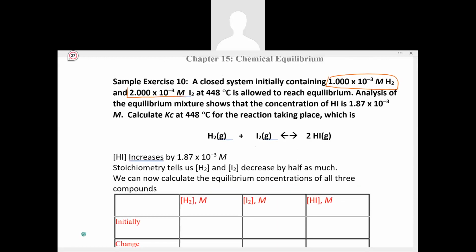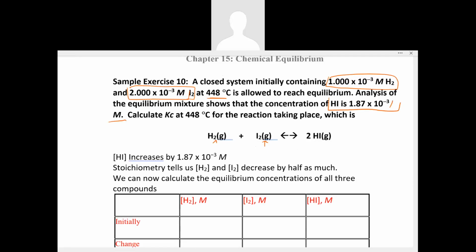Then we're given another initial concentration. This time it's 2.0 × 10^-3 for I2. Notice they're both at the same temperature. This reaction is allowed to reach equilibrium. So two reactants are charged in some closed vessel. Then we see that an equilibrium concentration for HI is reached here, right?